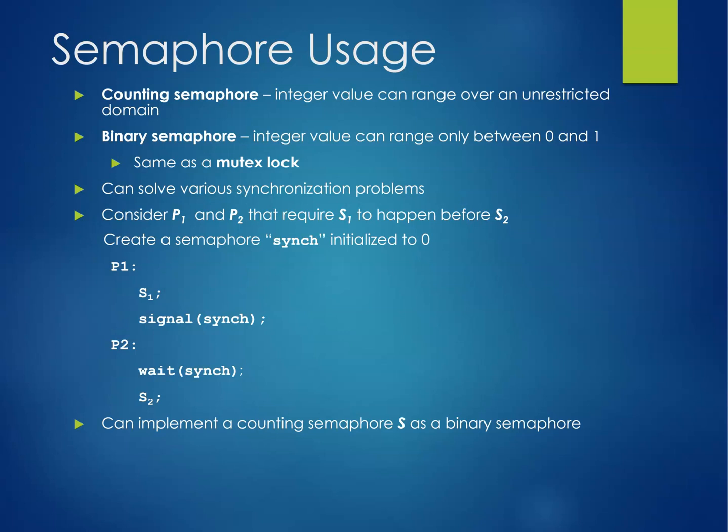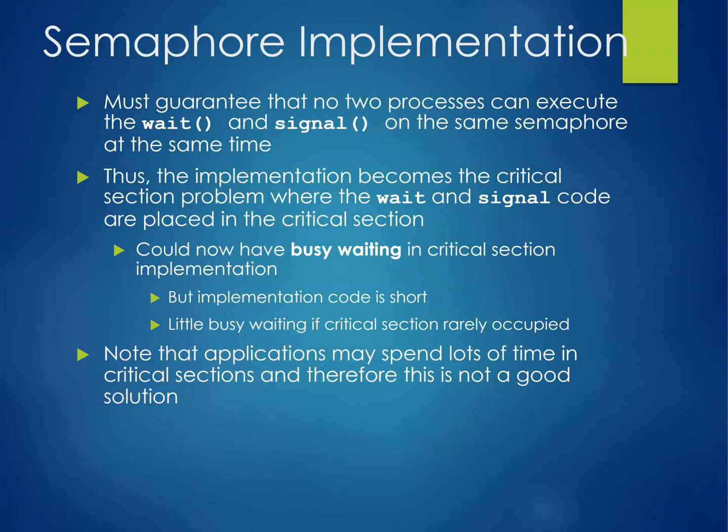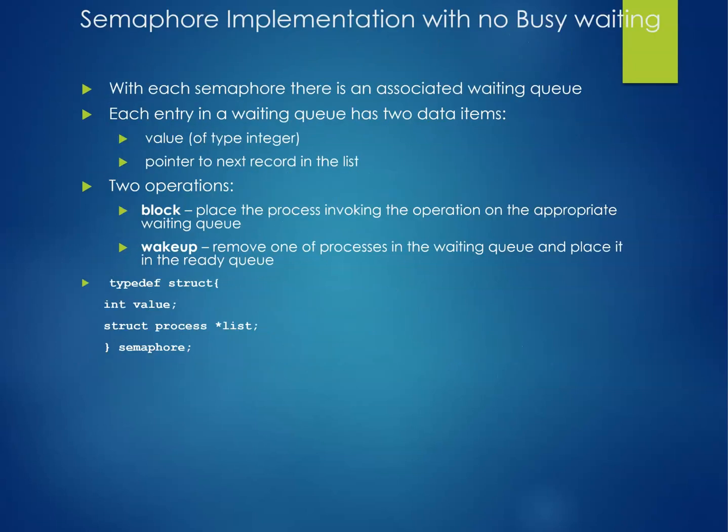You can also implement a counting semaphore S as a binary semaphore. It must guarantee that no two processes can execute wait and signal on the same semaphore at the same time. The implementation becomes the critical section problem, where the wait and signal code are placed in the critical section. We can now end up with busy waiting in the critical section, but the implementation code is short and a little busy waiting is okay if the critical section isn't used much. However, usually applications may spend a lot of time in the critical sections, and so this isn't a great solution.